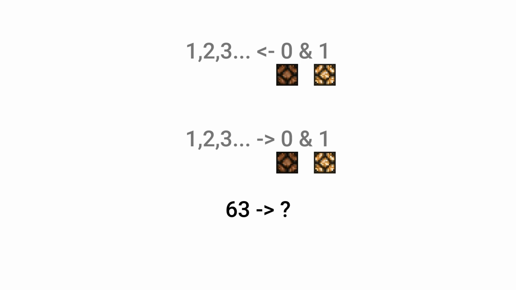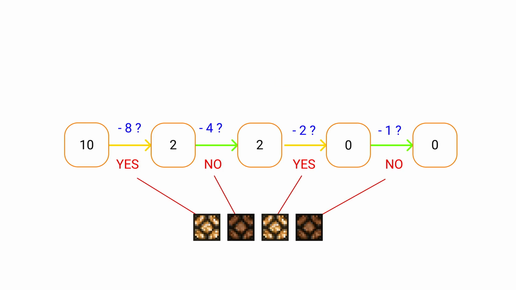Oh, wait. What if we want to transform 63 into binary? Well, we'll have to list all the numbers from 1 until 63 to get this binary number. Isn't there a faster way? A more efficient way? Well, of course there is. To do that, we take every value of the binary digits, and we try to subtract them from the biggest to the smallest from the number we want to encode.